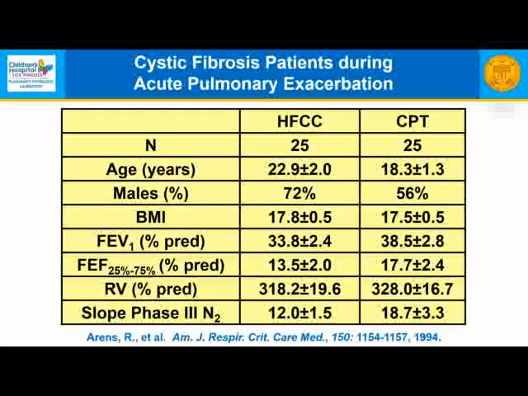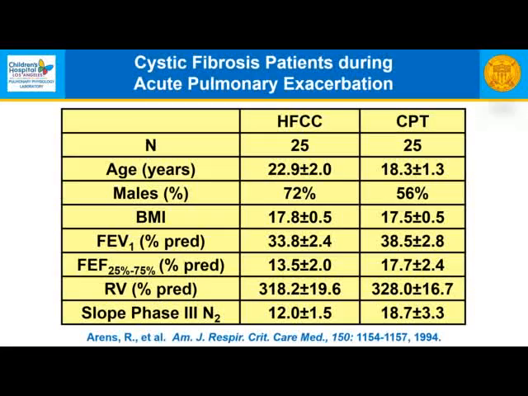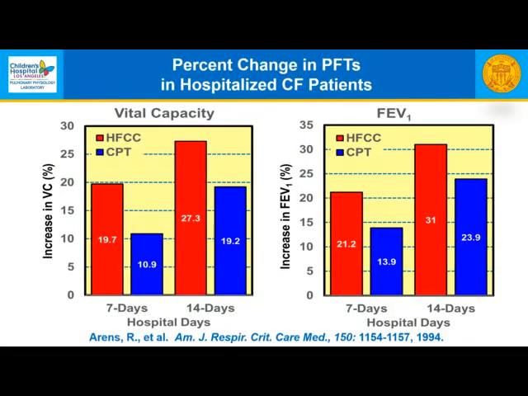Males, females, not significantly different. BMI about the same. Baseline lung function was not significantly different, including slope of phase 3, which was elevated, and they were significantly hyperinflated. These subjects were randomized to get 4 treatments a day of high-frequency chest compression vest or traditional chest physiotherapy.